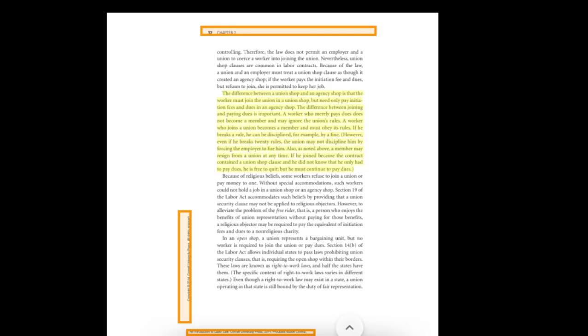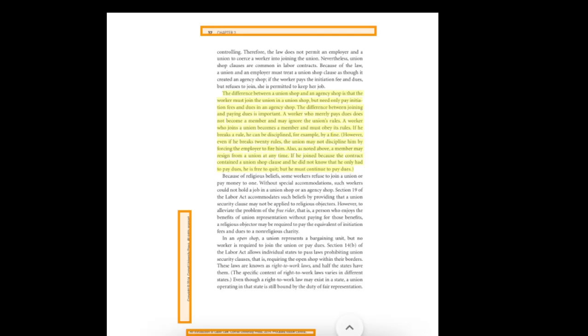A worker who merely pays dues does not become a member and may ignore the union's rules. A worker who joins a union becomes a member and must obey its rules. If he breaks a rule, he can be disciplined, for example, by a fine. However, even if he breaks 20 rules, the union may not discipline him by forcing the employer to fire him.